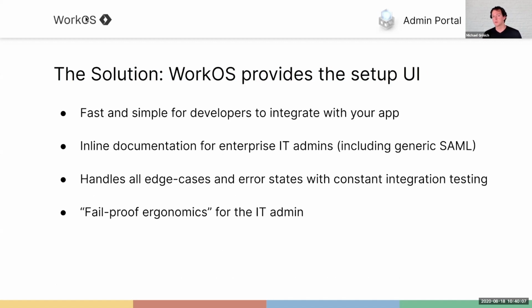So our solution here is we actually provide you the UI to set up SSO, for the end user, the enterprise admin. This is really, really fast and simple to integrate with your app. Again, it's just a few lines of code. We'll show that in a demo in a few minutes. And what we include here is inline documentation for the enterprise IT admin to actually know how to set stuff up. And this includes generic SAML. So this is actually how the enterprise IT admin is going to configure that Okta app and actually integrate it.